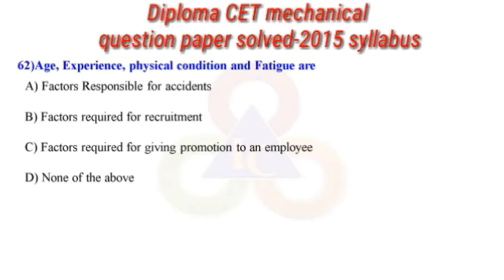Age, experience, physical condition and fatigue are A. Factors responsible for accidents. B. Factors required for recruitment. C. Factors required for giving promotion to an employee. D. None of the above. Answer is factors responsible for accidents.